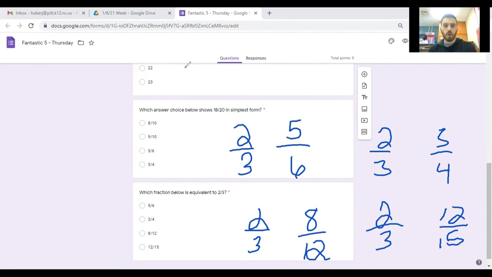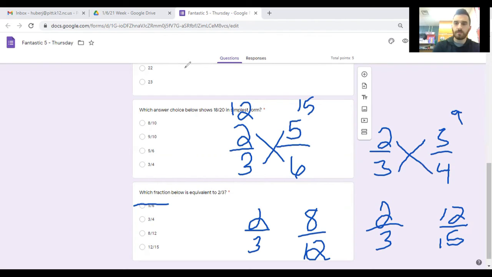All right, so we'll start with A, 5/6. We go bottoms up. 3 times 5 is 15. 6 times 2 is 12. Looking at those two numbers, they are clearly not equivalent. So I could eliminate 5/6. Then I would try 3/4. Bottoms up. 3 times 3 gives me 9. 4 times 2 gives me 8. Again, they're close, but I'm looking for equivalent. That does not meet the requirement.